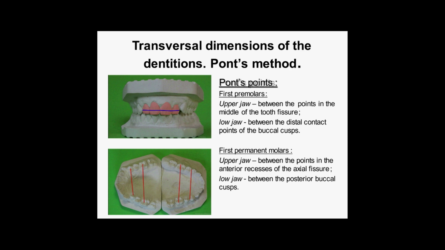In the area of the first permanent molars, the width of the dentition is measured. On the upper jaw, between the points in the anterior recesses of the axial fissure. On the lower jaw, between the posterior buccal cusps. During the period of second dentition, instead of measuring points on premolars, the distal fossa of the first deciduous molars on the upper jaw or their posterior buccal cusps on the lower jaw are used.